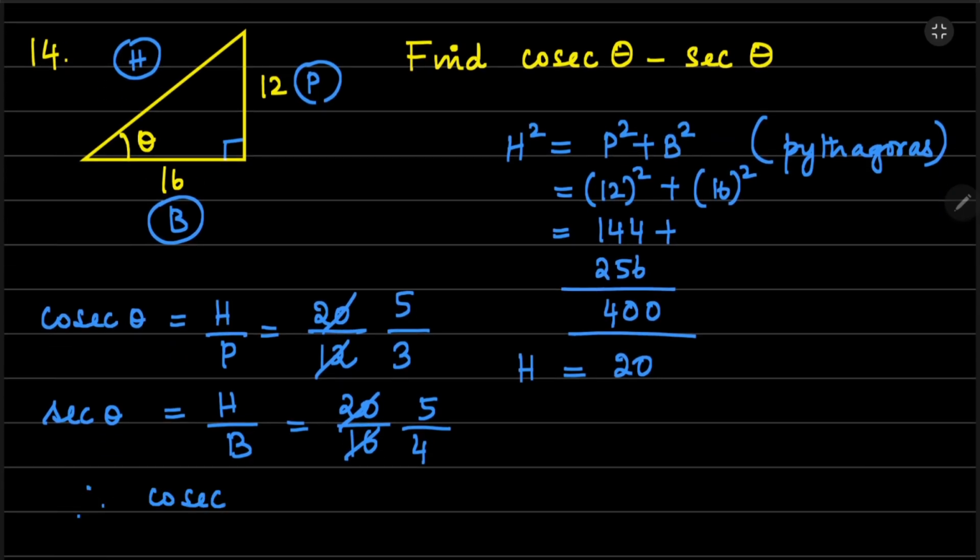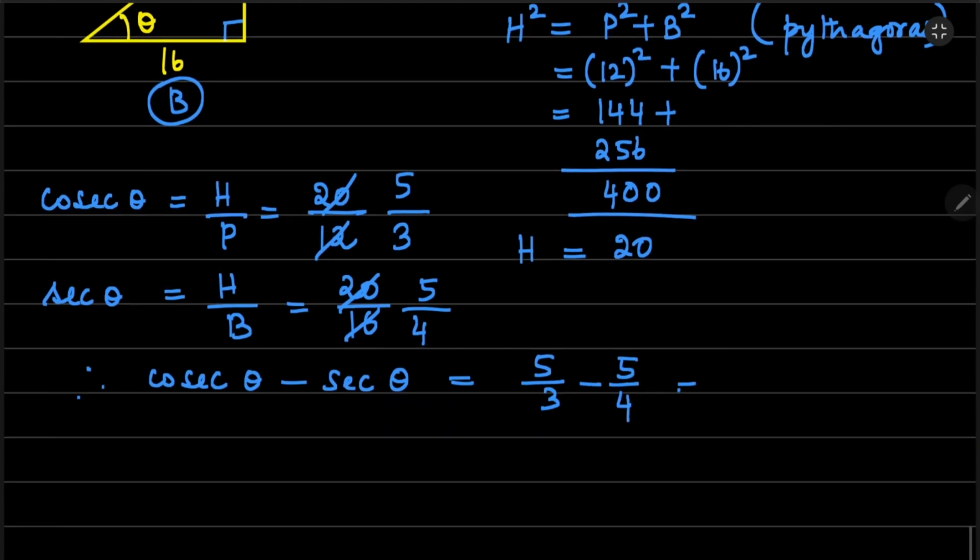What are you asked? Therefore, cosecant theta minus secant theta is asked. Cosecant theta is 5 by 3 minus 5 by 4. Take the LCM. So you get 20 minus 15. Correct? It's nothing but 5 by 12 is your final answer.